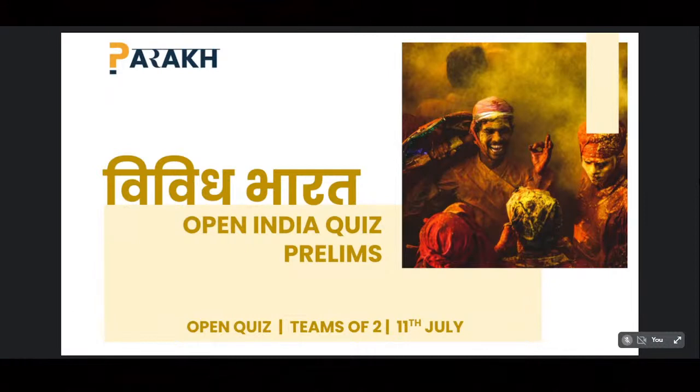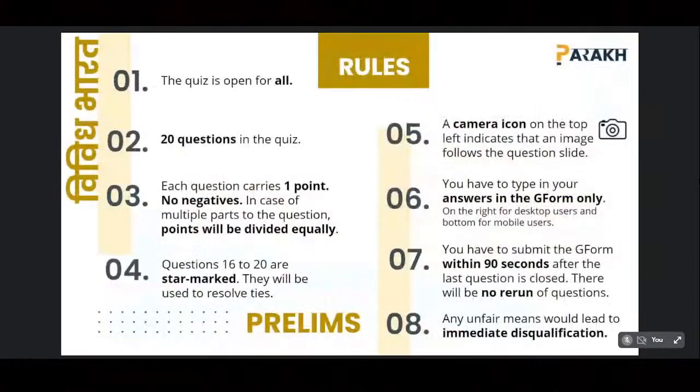It is an open quiz, and you can participate either solo or in a team of two. So the rules for the quiz are: the quiz is open for all. There are 20 questions in this quiz. Each question carries 1 point. There are no negative points. In case of multiple parts to the question, points will be divided equally. Questions 16 to 20 are star marked and they will be used to resolve the ties.